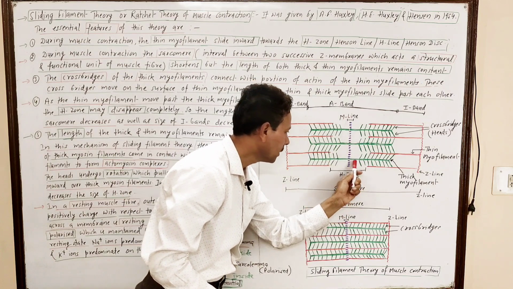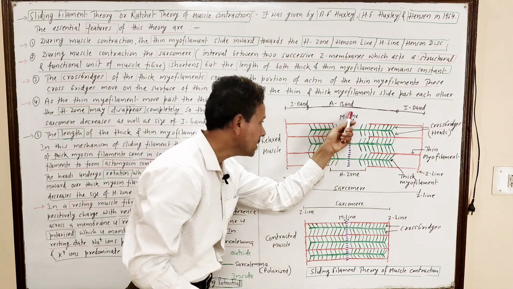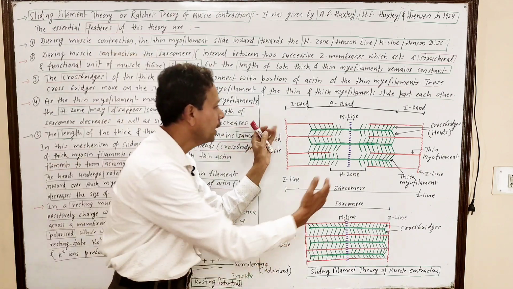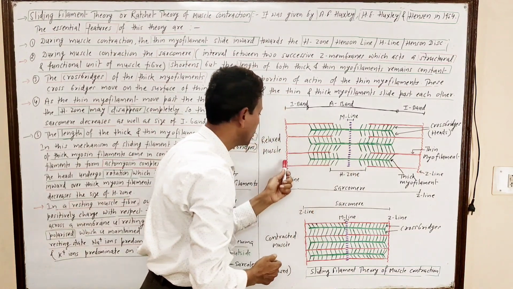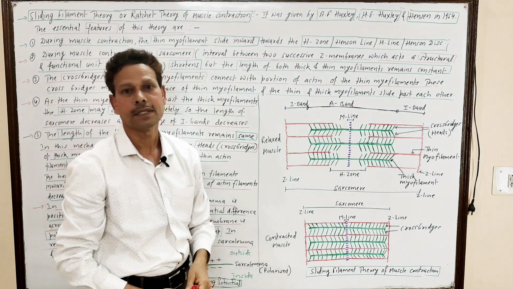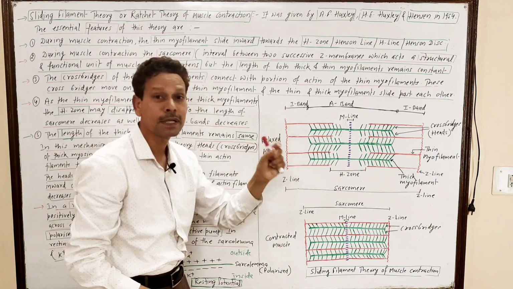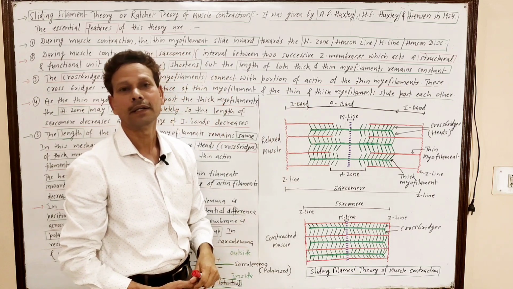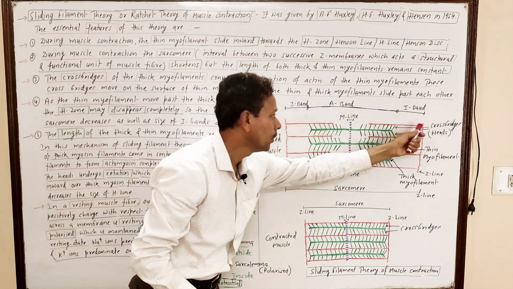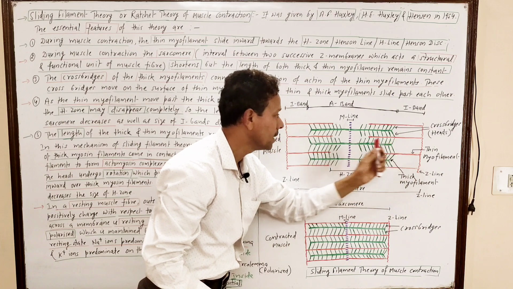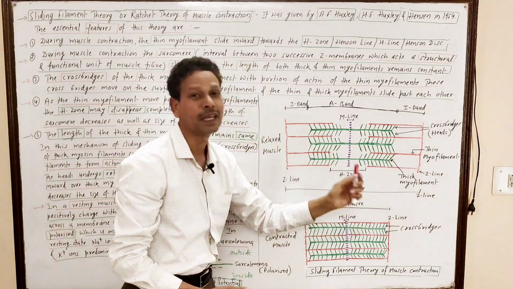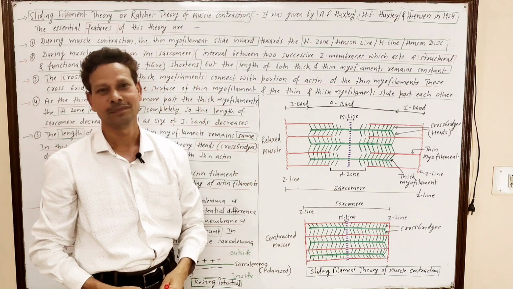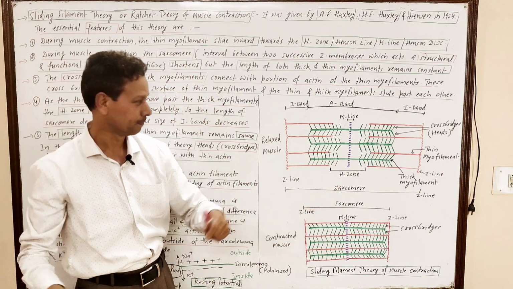This one is the H zone, and this middle line is the M line. The interval between two successive Z membranes, which are present in the middle of the I band, is the sarcomere, the structural and functional unit of muscle fibers.